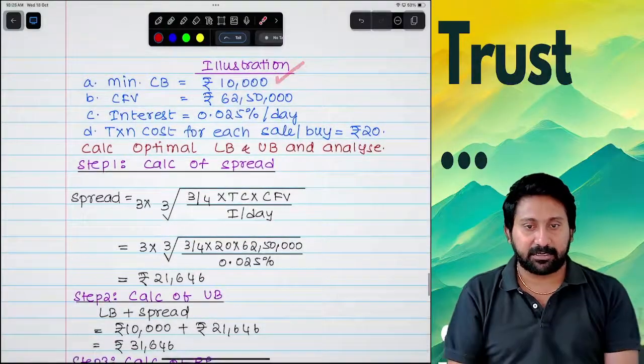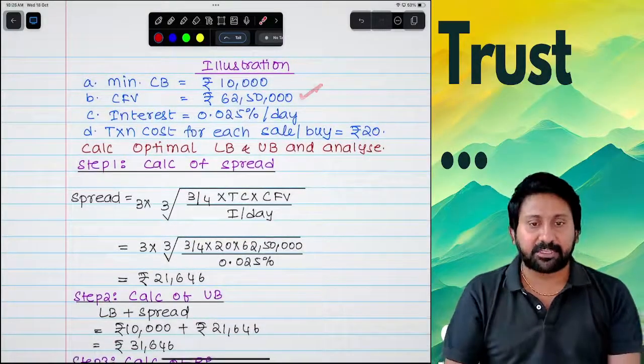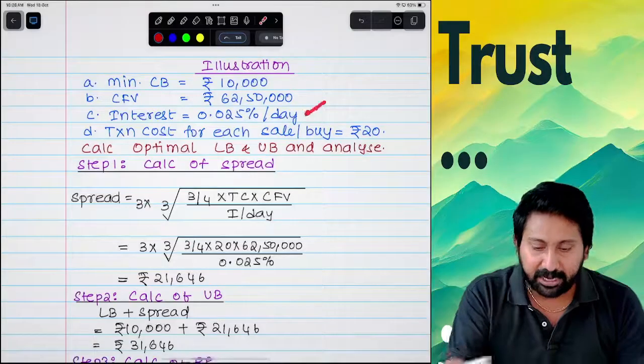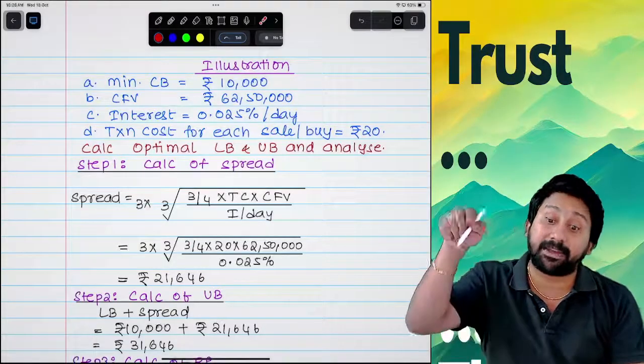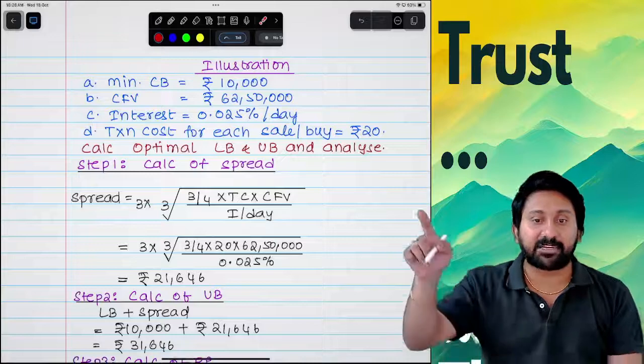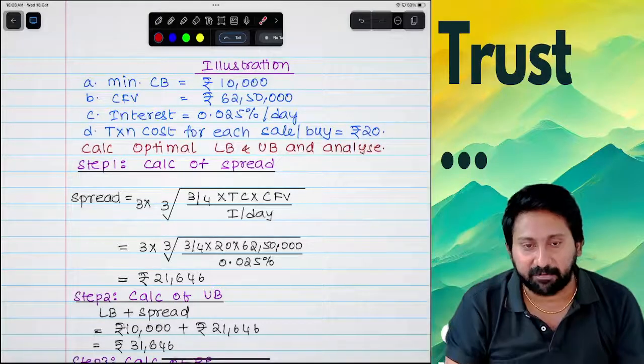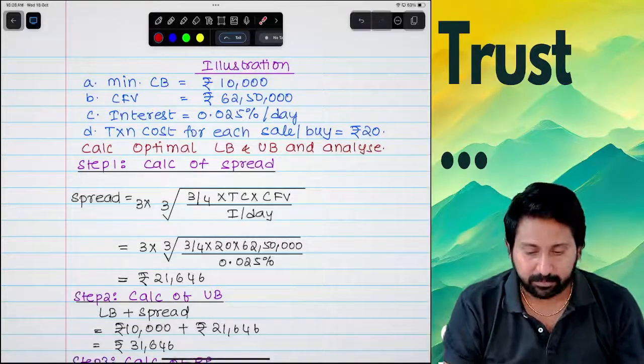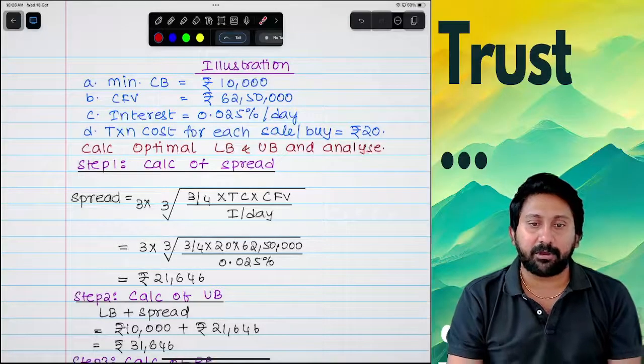Minimum cash balance 10,000, CFE 62 lakh 50,000, interest 0.025% per day. Okay, because transaction cost you will take per day, right? Interest also they will cover on per day. Calculate optimum LB and UB and analyze.